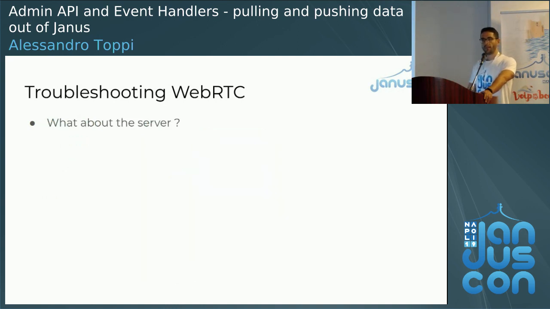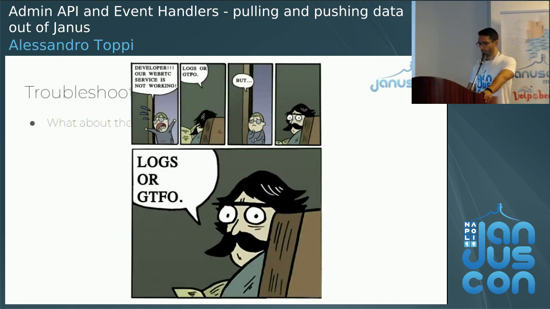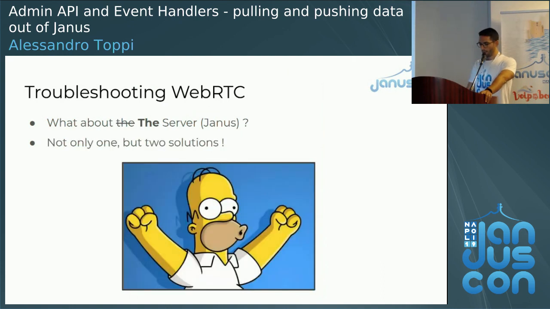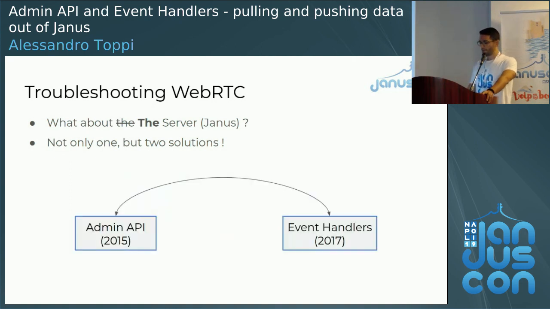But what about the server? We know that many applications involve a server in WebRTC. What about in this case? We know that we need logs: the more logs we have, the easier our job is, right? So what about the server in discussion, Janus? Well, it turns out that we have not only one but two solutions for troubleshooting, and namely these are the admin API and the event handlers.